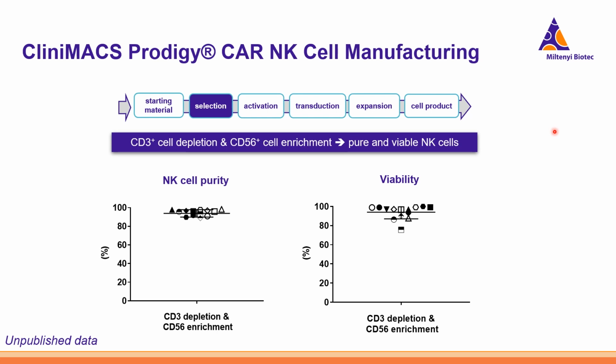All data that you have seen so far were from the research setting, so in the manual and small scale. Now I would like to walk you through the data that we received for the manufacturing in the CliniMACS Prodigy, through all steps: the selection, the transduction, the expansion, and then the cell product. The selection is done by actively depleting CD3 positive cells because for the allogeneic setting, it is important to have a very, very low number of T cells left. This is followed by an enrichment step with CD56 positive cells so that you have pure and viable NK cells.